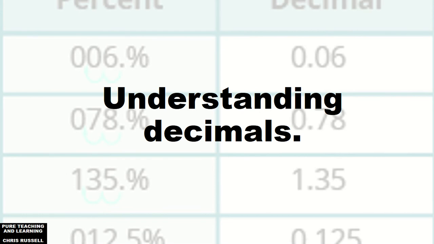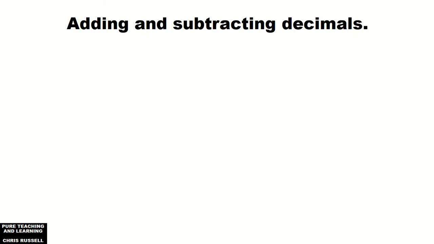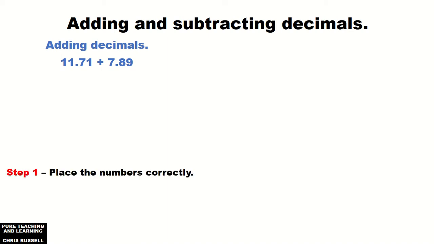Understanding decimals. Adding and subtracting decimals. Here we've got 11.71 add 7.89. First step is to place the numbers correctly.